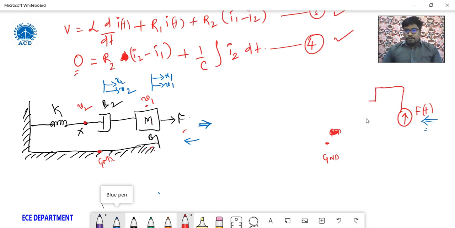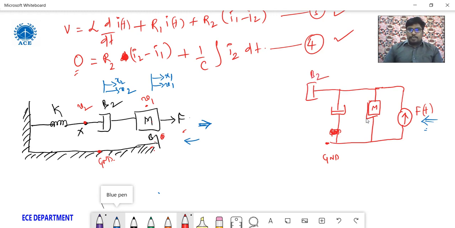See here, M is grounded here and B1 is also grounded here. B1, the dashpot, is also grounded. Next, in series, we have another dashpot. This is B2. And this is connected in series with the spring element. This is K. So I rearranged the given mechanical system as it is.